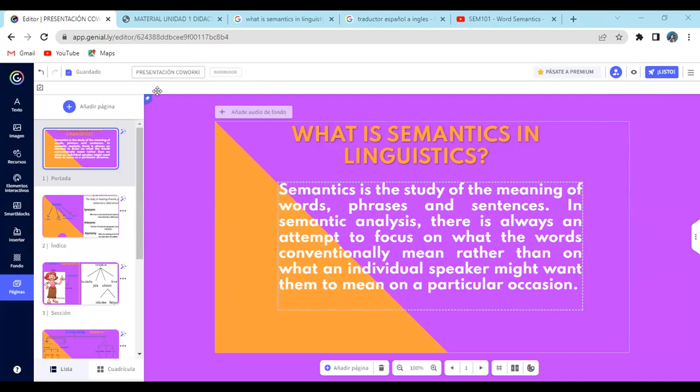Can you see my screen? It's loading. Wait a minute. It's loading. Yes, now perfect. Thank you.